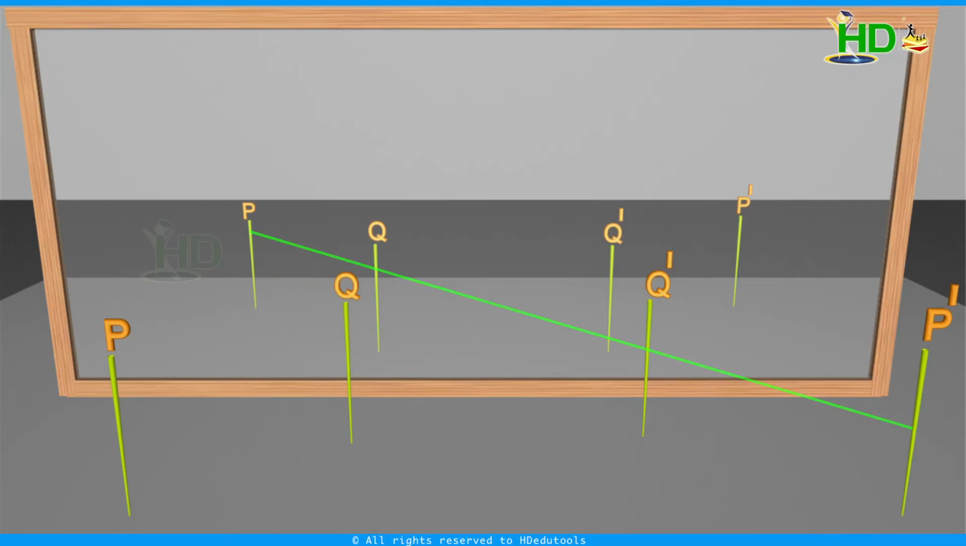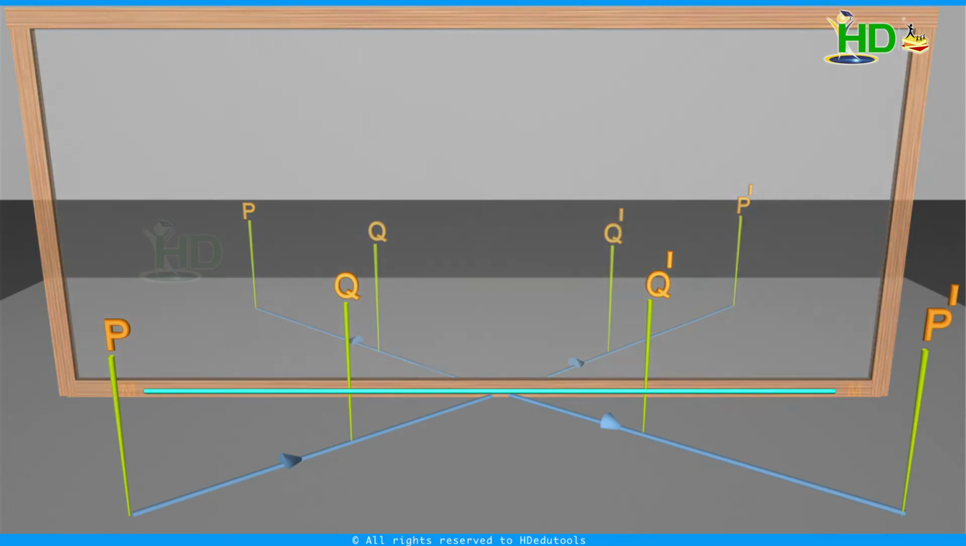If you join P and Q and extend the line up to the mirror, now this is the incident ray. Similarly, connect P prime and Q prime and extend up to the mirror. This is the reflected ray. We can assume that the ray is coming from this direction and reflects in this direction. This is the incident ray and this is the reflected ray.